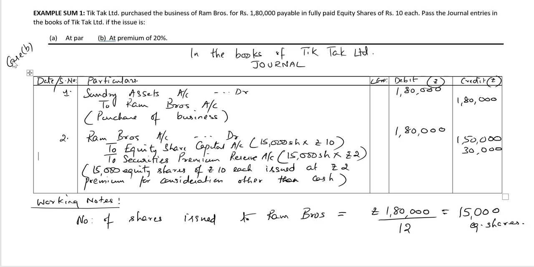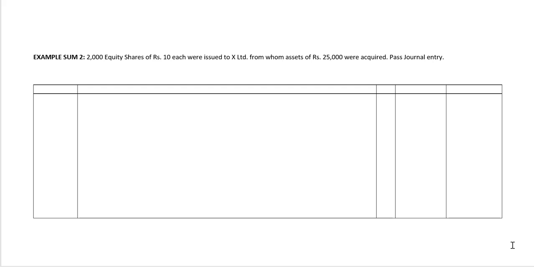Let's go to example 2. Example sum 2. 2,000 equity shares of rupees 10 each were issued to X Limited, from whom assets of rupees 25,000 were acquired. We are asked to pass the journal entry.